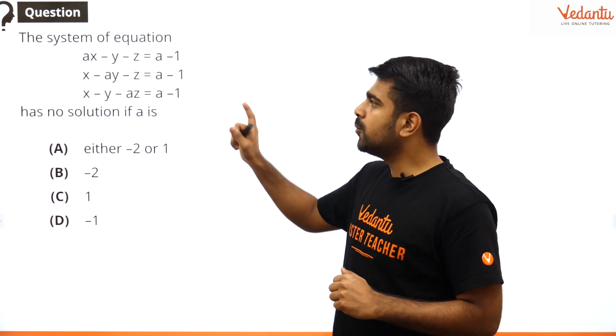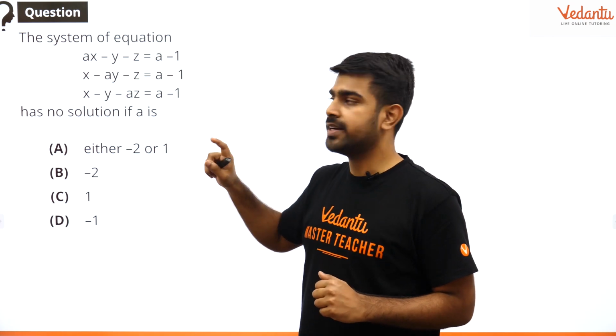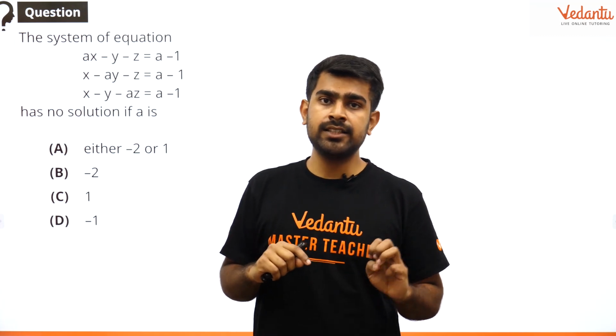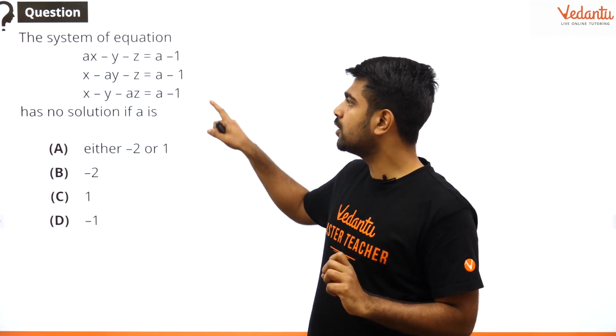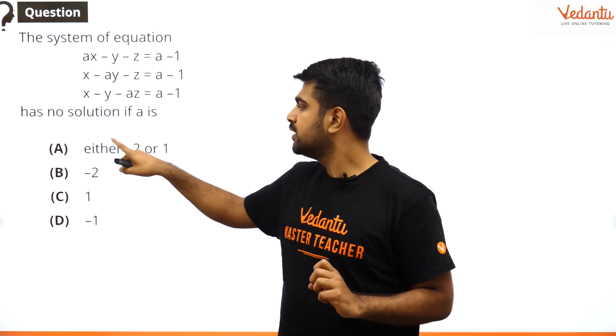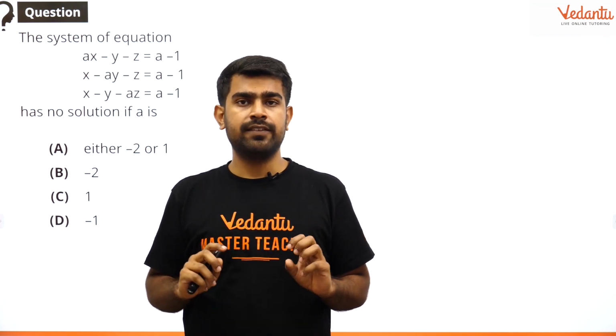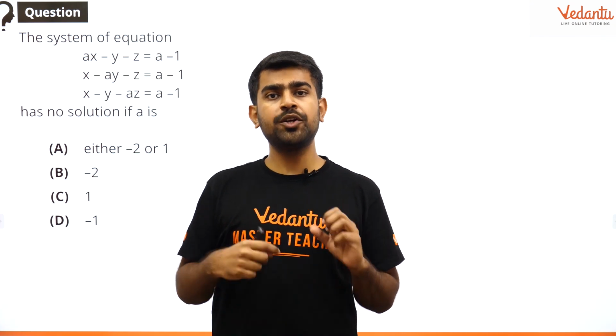Okay guys, so now what have they asked? They have given you a system of equation. Okay, so you have 3 equations and 3 variables. What are they asking? They are saying you need to find the condition on A such that the system has no solution. So you don't want any solution. When such a case is asked, what do you do?